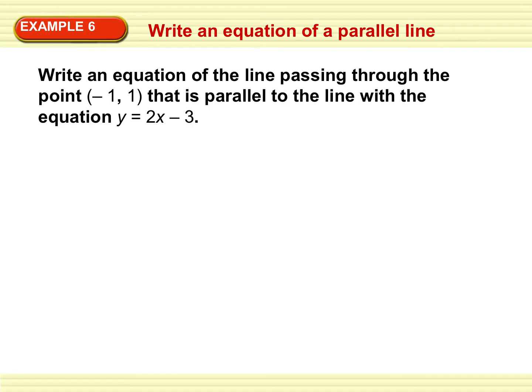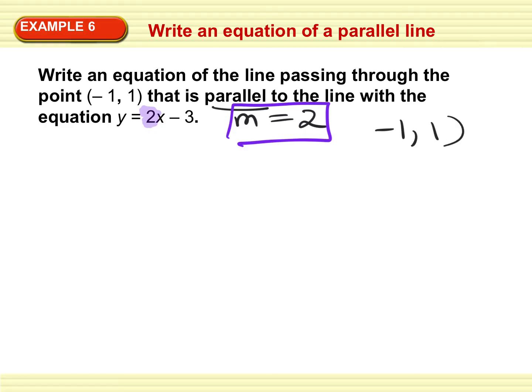The next one wants me to write an equation of the line passing through the point (-1, +1) that is parallel to the line with the equation y equals 2x minus 3. Remember, we just learned a theorem that stated that parallel lines have the same slope. So what I'm going to pull out of this equation only is the slope. So the slope I'm using, because my lines are parallel, is +2. This is going to be the slope I use. The ordered pair that was given to me, this is going to be my x and my y.